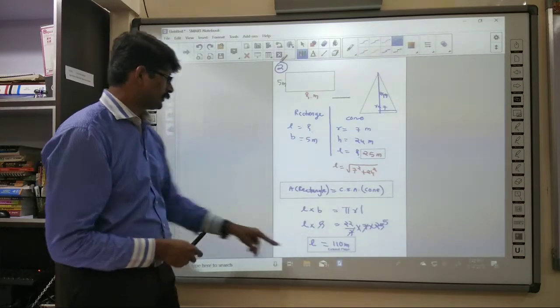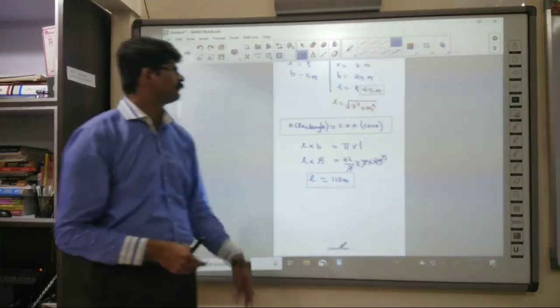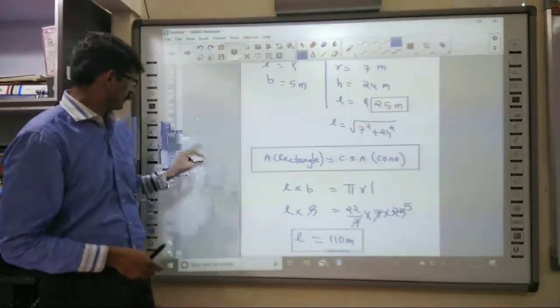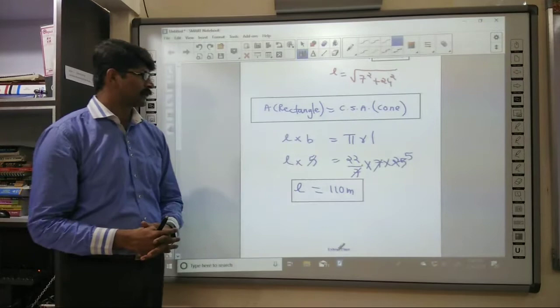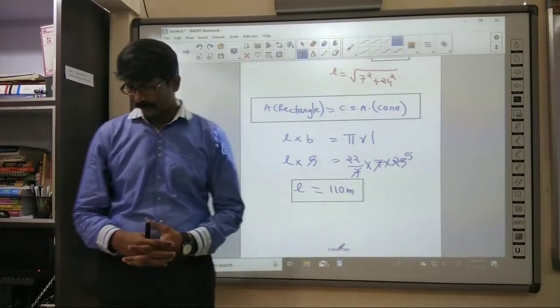So what is the next question? Let's go ahead. Some people are saying, sir, make a little more. So look at this, the length is 110 meters. I hope you have understood this entire sum.